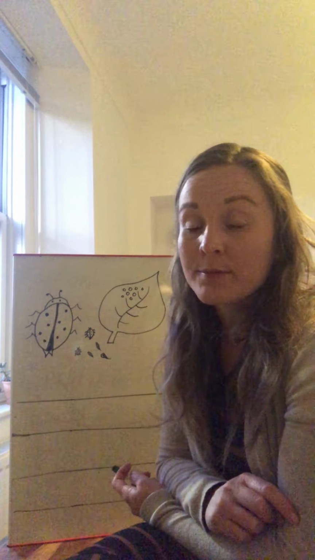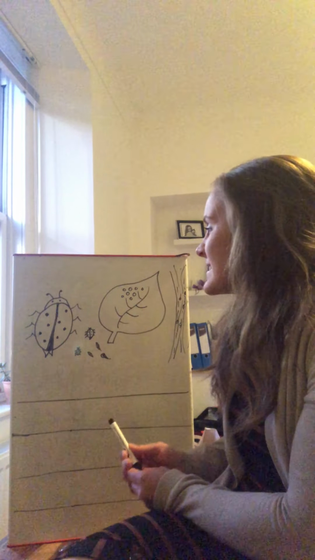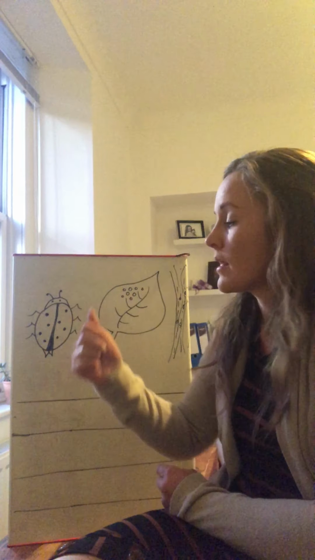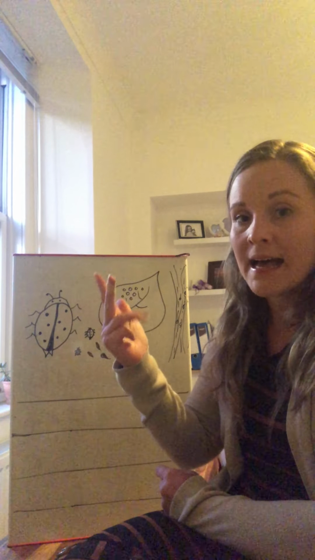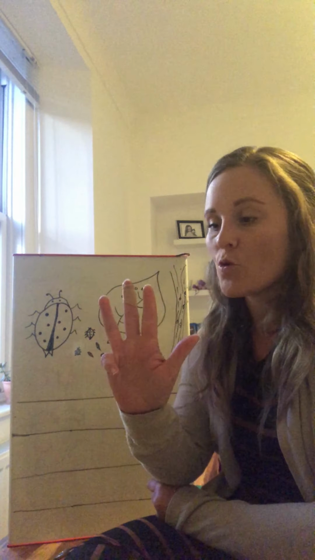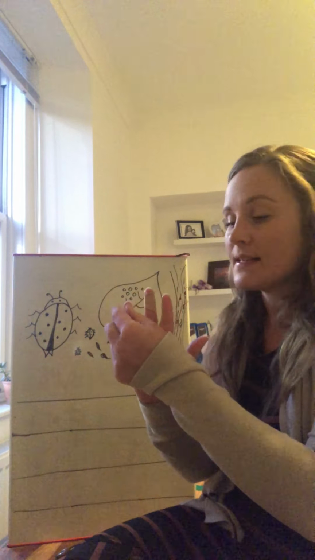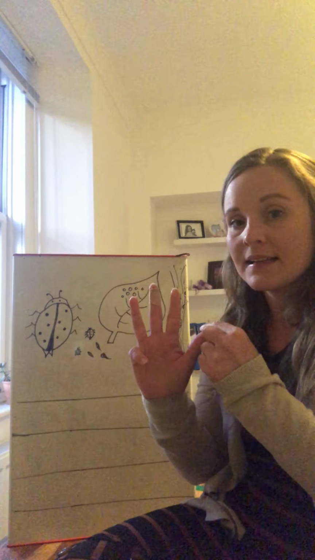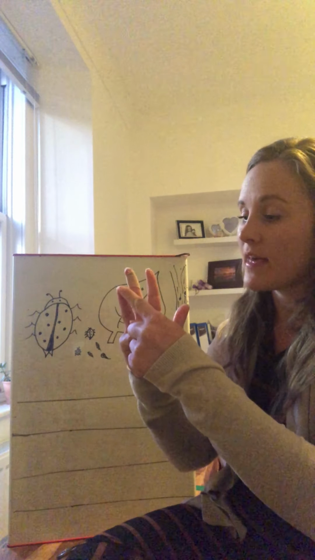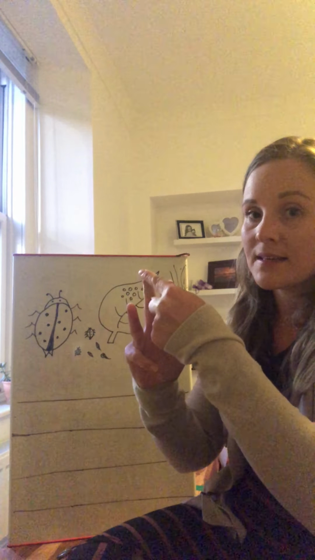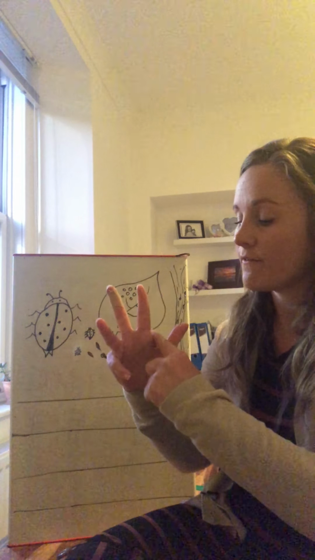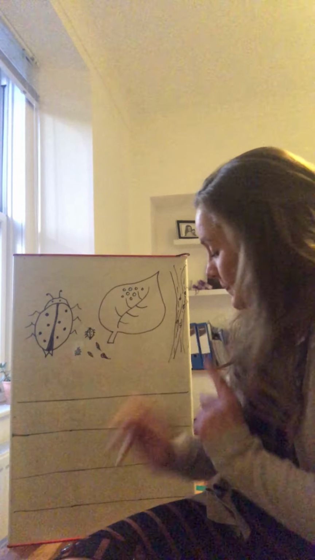Okay, so yeah, you're absolutely right. We need to write a sentence saying this is a ladybird. This is a ladybird. How many words have we got in there? 4. This is a ladybird. Starting with our first word, this, finger space, is, finger space, a, finger space, ladybird.